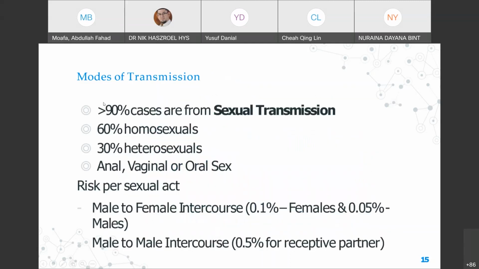Now I'll be coming to the mode of transmission. More than 90% of cases are from sexual transmission, like mentioned. 60% of it is homosexual and 30% is heterosexual, divided by the ratio. It is obtained mostly through anal, vaginal, and oral sex. For risk per sexual act, male to female intercourse contributes about 0.1% to 0.05% for females. Male to male intercourse contributes about 0.5% for the receptive partner.